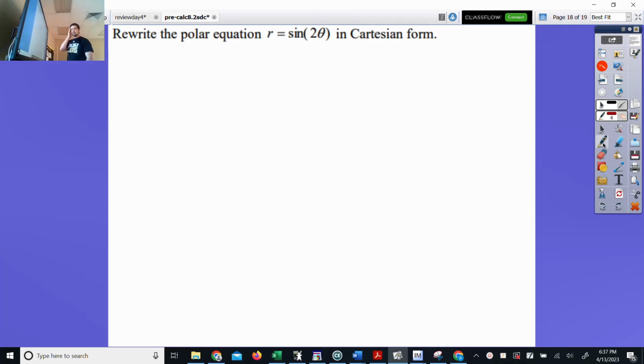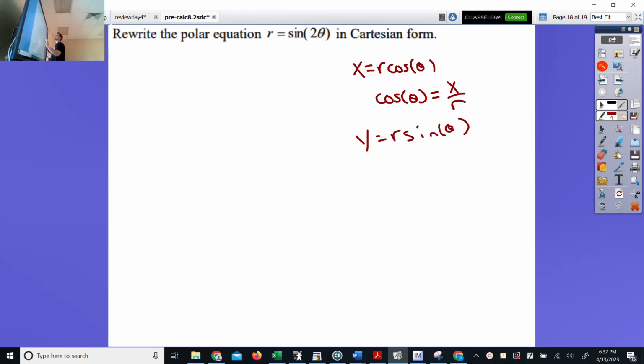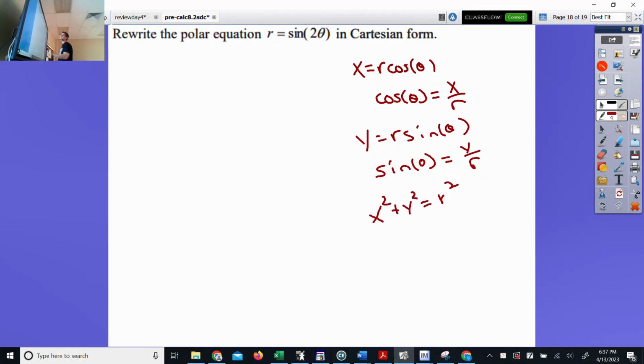We write the polar equation r equals sine of 2 theta in Cartesian form. Here are some things worth talking about. x is r cosine theta. And also from your circle quizzes, don't forget this, because it comes into play. The cosine of an angle is x over r. y is r sine of theta, and the sine of an angle is y over r. And x squared plus y squared is r squared.